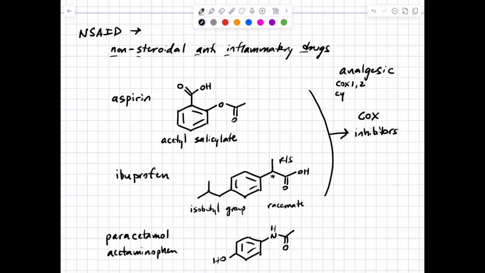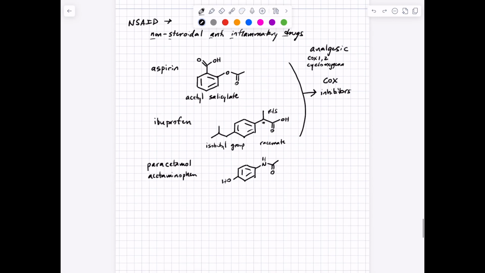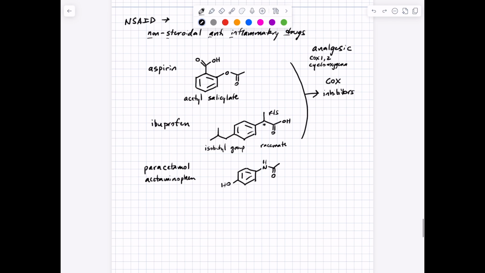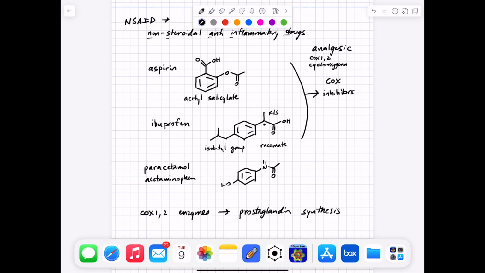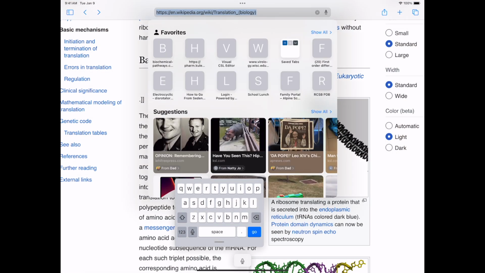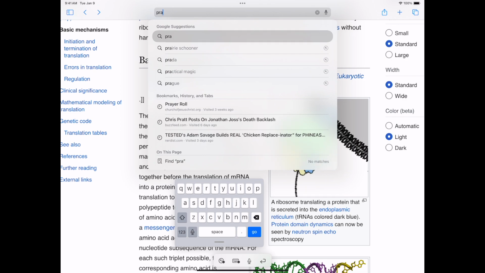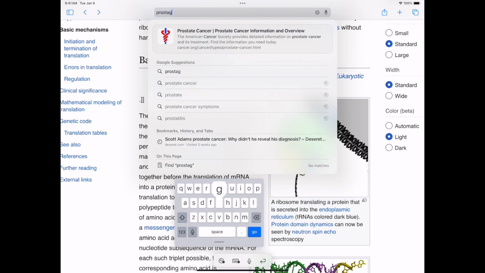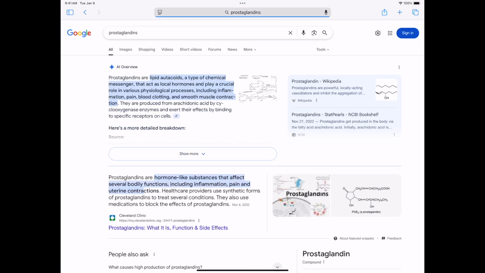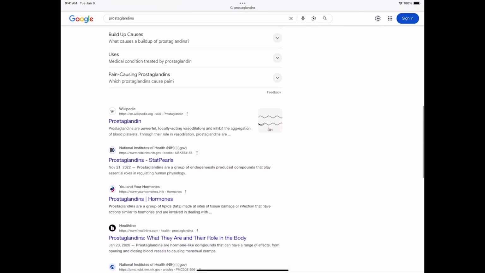There are COX-1 and COX-2 enzymes. These are called cyclooxygenases. And so what do cyclooxygenases do, and why does inhibiting them relieve pain? So the COX-1 and 2 enzymes are involved in something called prostaglandin synthesis. We didn't get a chance to talk about prostaglandin synthesis, so I just want to show you some prostaglandin structures from Wikipedia.